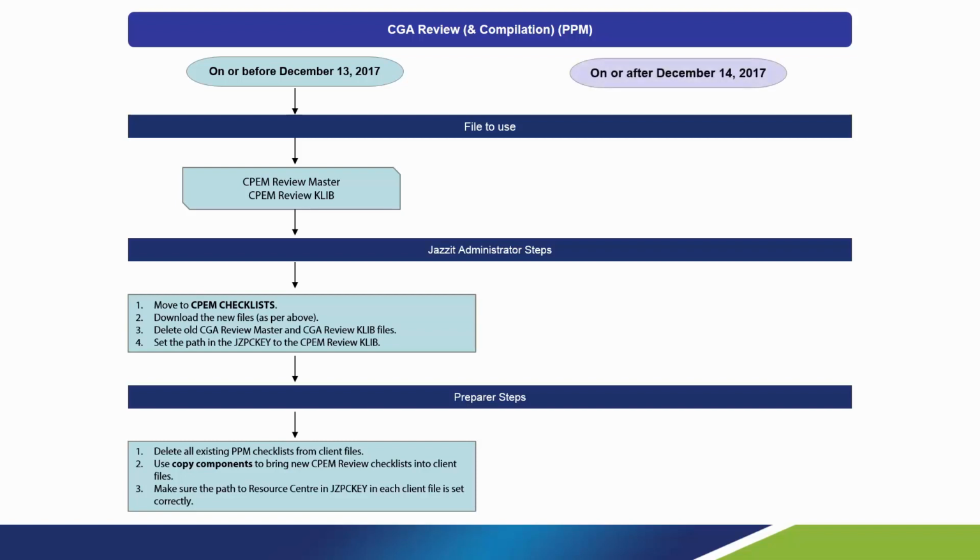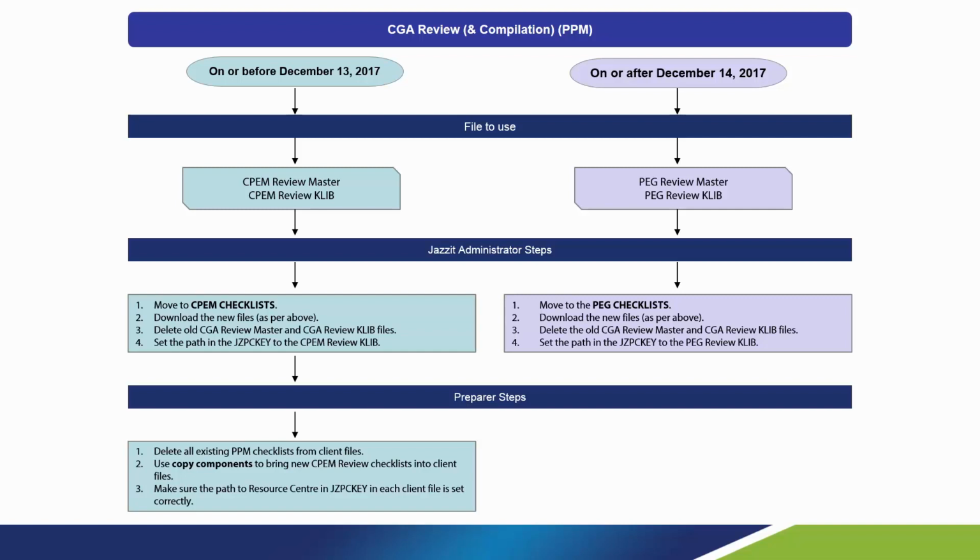For year ends on or after December 14, 2017, you will use the PEG Review Master and the PEG Review Caleb. The Jazzit administrator will move to the PEG checklists by downloading the PEG Review Master and the PEG Review Caleb from the Jazzit Support Center downloads page. The Jazzit administrator can delete the old PPM review checklist if the firm won't be using it anymore. They will then make sure that the JZPC key control document in the PEG Review Master file is connected to the PEG Review Caleb.